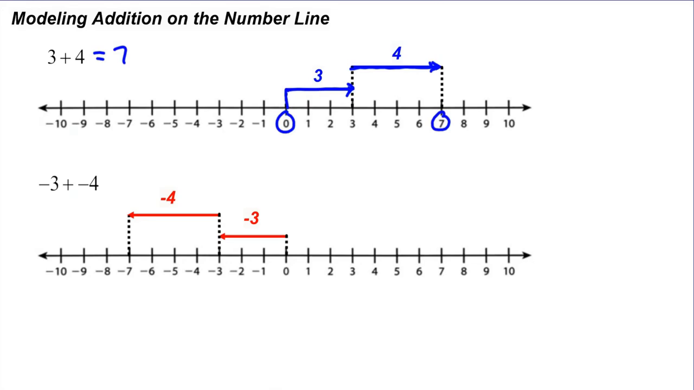Now, what you may not have seen before is adding negative numbers together. What does that look like? Well, now I'm going to do the same thing, but now it's negative 3 plus negative 4. So again, I start at 0, and I'm going to move 3 in the negative direction. That puts me at negative 3. And then I'm going to add more negative to it. So I'm going to move 4 more in the negative direction. And that puts me at an ending point of negative 7. So negative 3 plus negative 4 is negative 7. So you can see that when I'm adding negatives together, I just keep moving left on the number line. And when I'm adding positives together, I keep moving right on the number line.